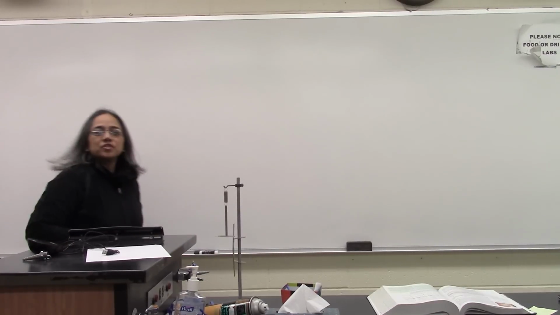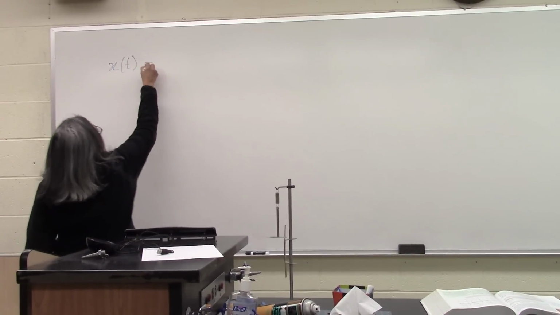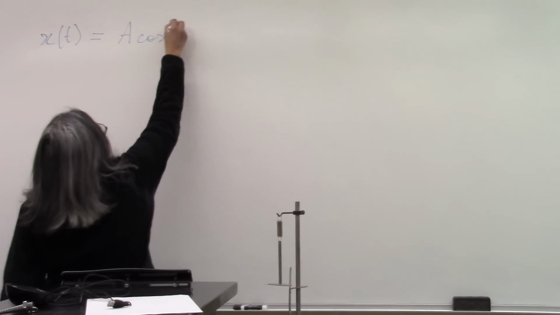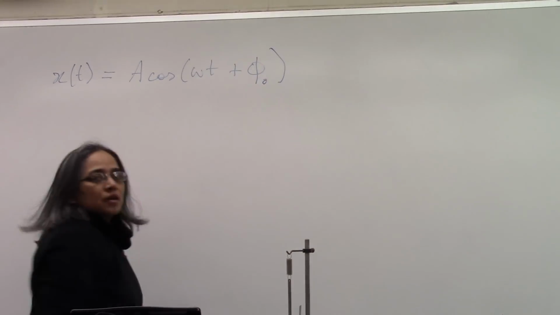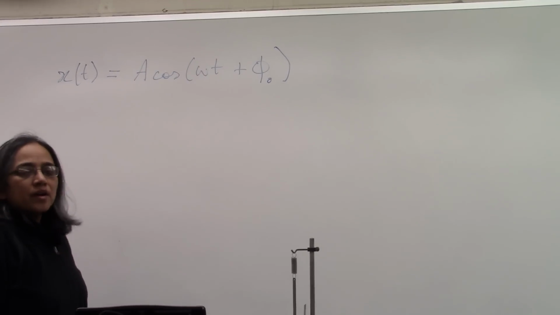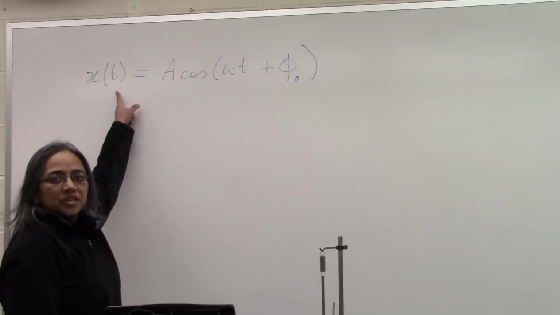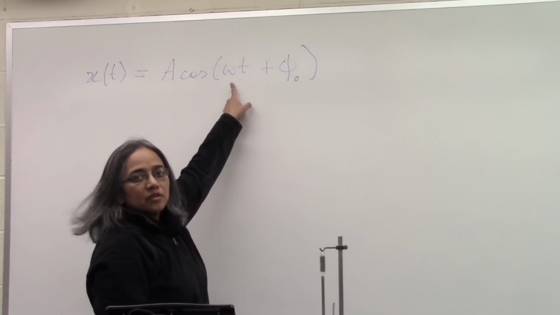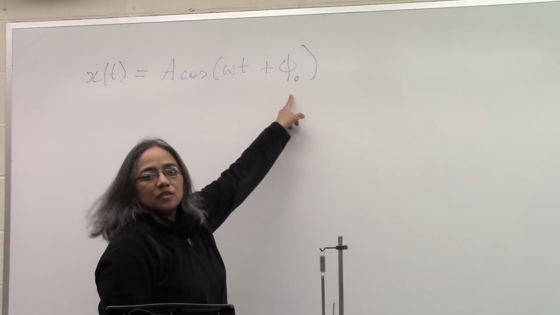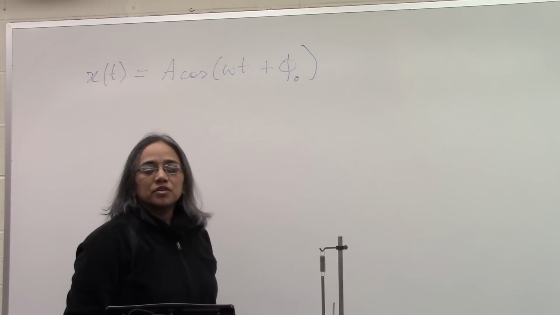So today we are going to take off from where we left off last time. In the last video, we wrote down this relationship. This tells us where the mass of a mass spring system is at any time t, given the amplitude of oscillation, given the angular velocity, and given the phase constant. Remember, the phase constant tells us how the oscillation started.